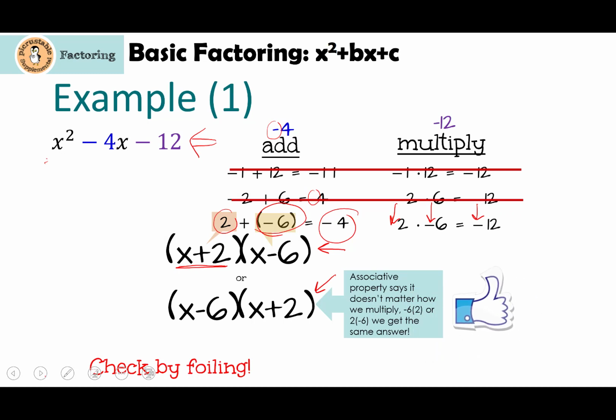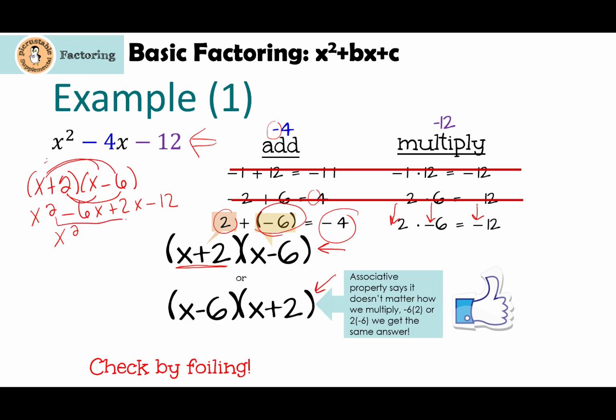Cool. I know what you're thinking. You're thinking, prove it to me, Catherine. Well, let me prove it to you right now. X plus 2 times x minus 6. So we have first x squared, outside negative 6x, inside 2x, and last negative 12. Negative 6 plus 2 is negative 4x. So x squared minus 4x minus 12. Well, that one works. Let's try this second way.